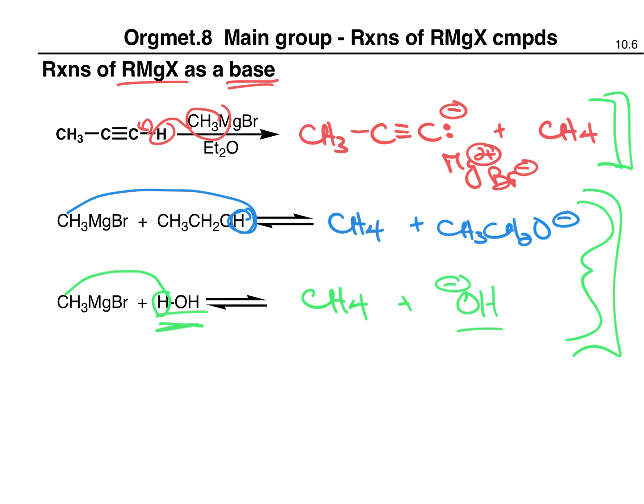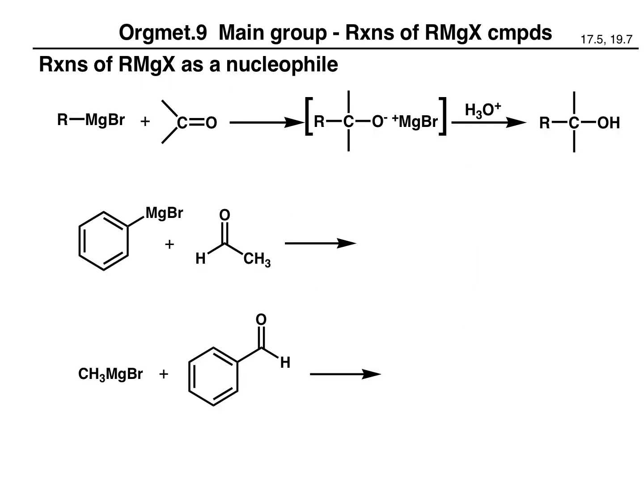In our next video, we're going to see what happens when a Grignard acts as a nucleophile. In our last video, we saw that a Grignard reagent can react as a base, but now we're going to take a look at what happens when a Grignard can interact with an electrophile.